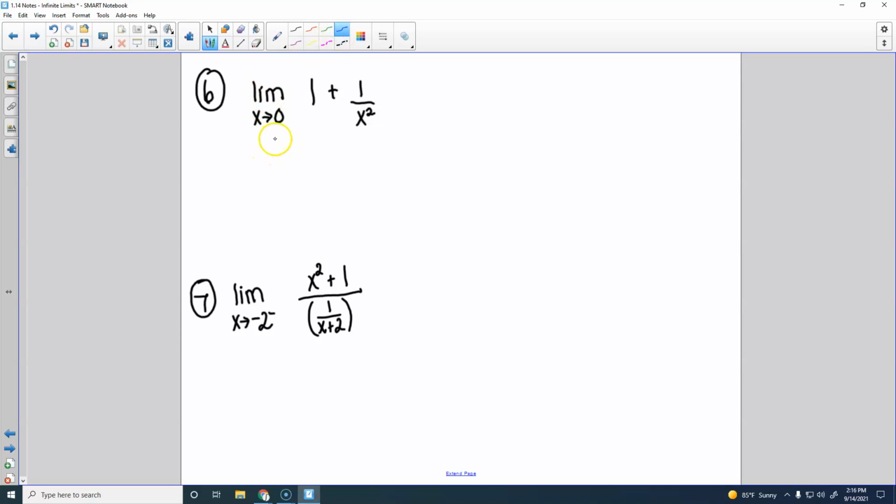So, whenever we're doing something like number 6, we did something similar to this in the warm-up, right? So if I plug in 0, I'm going to get 1 over 0. I get undefined. That tells me the limit does not exist. But if I want to know if it's positive or negative infinity, I can do the limit as x approaches 0 of 1 plus the limit as x approaches 0 of 1 over x squared. So I can take the limit of these two pieces, the 1.